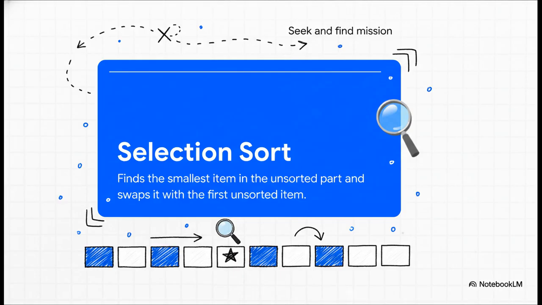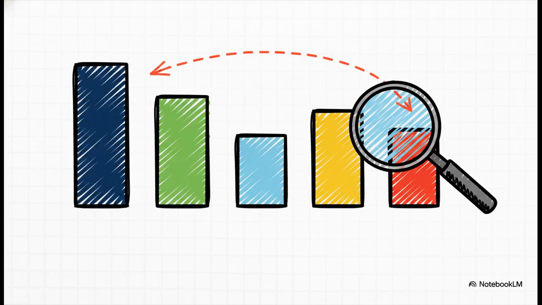Instead of just looking at its neighbors, it scans the entire unsorted part of the list to find the absolute smallest item, and then it swaps that item into the correct position. This method is fantastic when swapping items is actually a slow or expensive operation, because it makes the absolute minimum number of swaps necessary. So, let's see it in action.